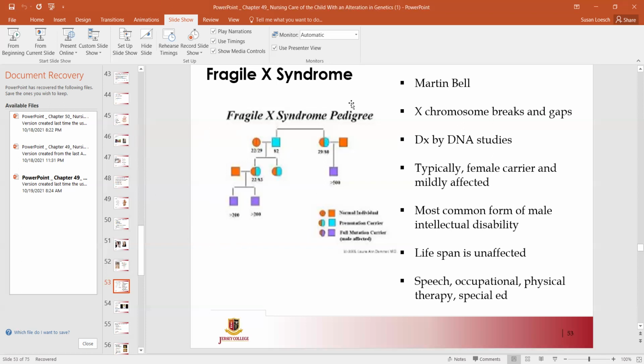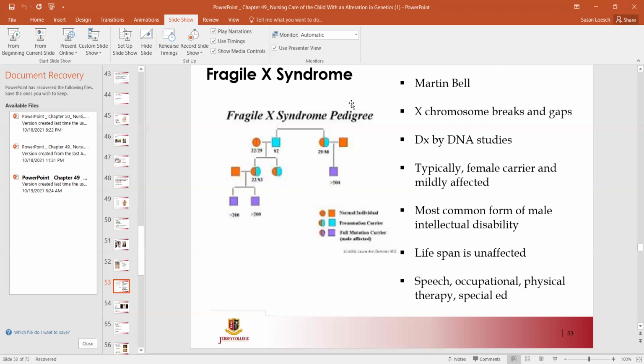Fragile X syndrome. This is the most common inherited cause of intellectual disability. It's because of a mutation of a gene, the FMR1, Fragile X mental retardation gene on the X chromosome. The mutation essentially turns off the gene, triggering Fragile X syndrome. The male and female are both affected, but it's most commonly seen in males, and affected females usually have milder symptoms.